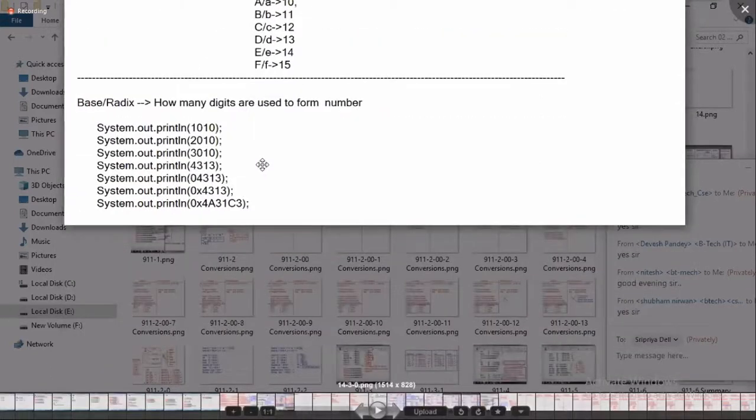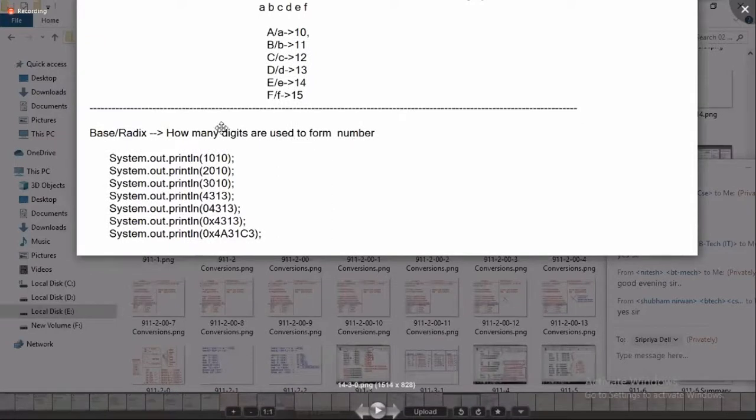Then tell me, how many digits are used to form a number? Base and radix is used for how many digits? Okay, tell me, what type of numbers are these? 1010 is what type of number? Decimal. 1010 as displayed, 2010, 3010, 4313, all these are decimals. 04313 is not decimal, it is octal, it starts with 0. Next, 0x4313 is hexadecimal. 0x4a31c3 is hexadecimal. Allowed characters are A to F. A is allowed, C is allowed.